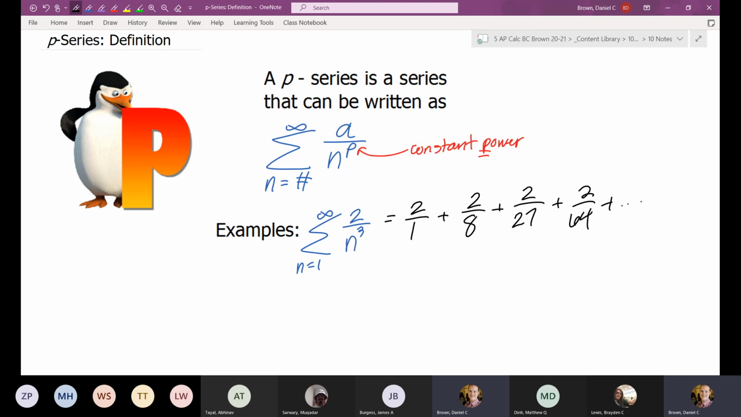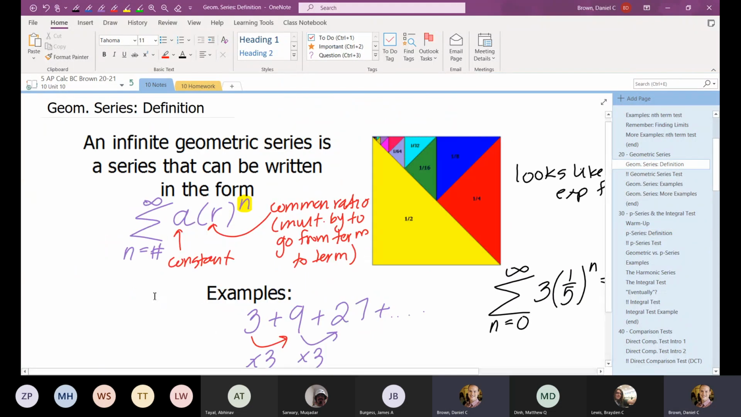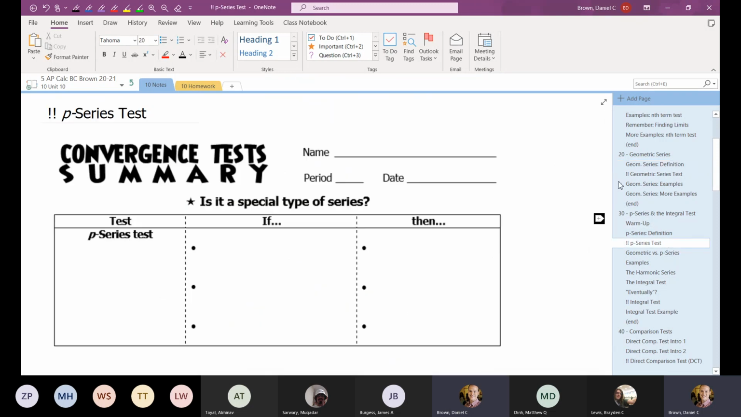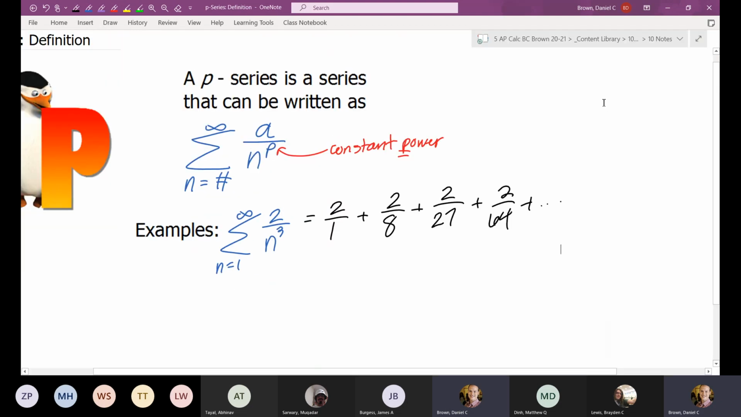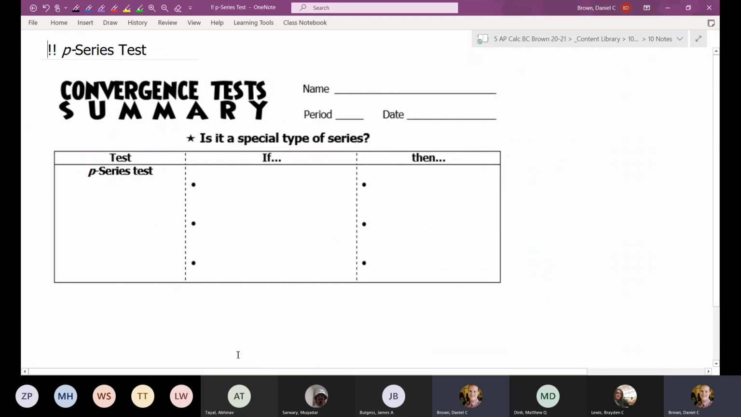And so that is what we're going to look at for a P series. Again, a big comparison: if I go back to the geometric series notes, in the geometric series the n is in the exponent, so it's an exponential function. For a P series, the n is being raised to a constant power. So that's what we're going to keep separated. When we identify that we have a P series, we are going to use the P series test. When is the P series test used? It's of course used when you have a P series.